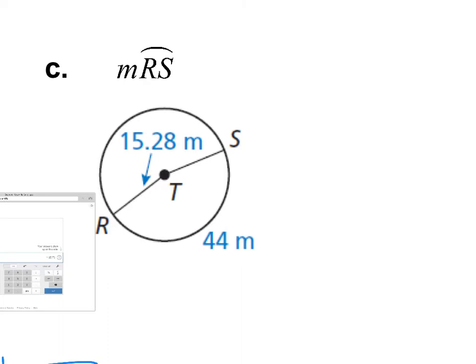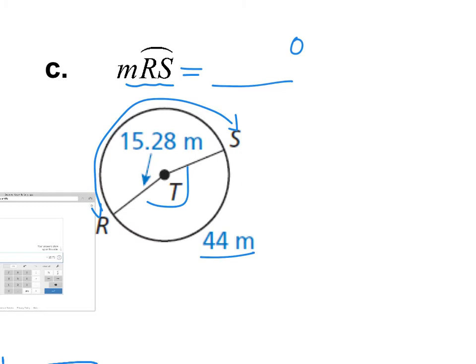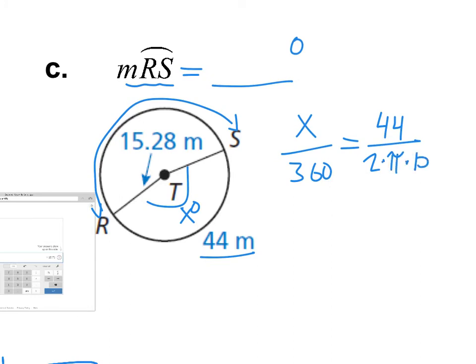So here we want to find the measure of arc RS. Now careful here, we're not told much about that here. And measure, remember, is in degrees, so we're looking for so many degrees here. Well, we can find these degrees because we know this is 44. So we can say, if we call that x degrees, then x is to 360 as the circumference. So x is the partial degrees. So the partial length needs to go on top. The full length is the circumference, 2 times pi times 15.28.